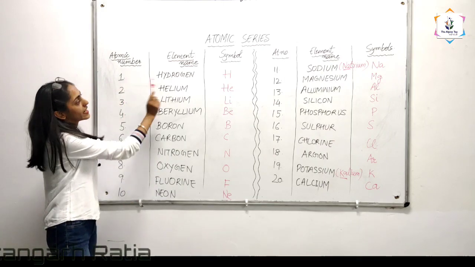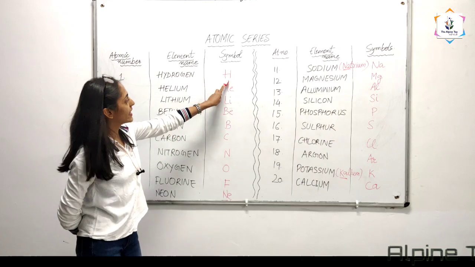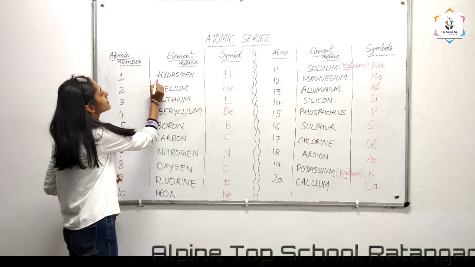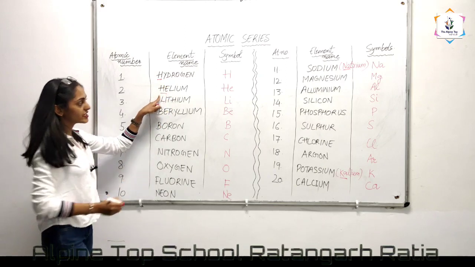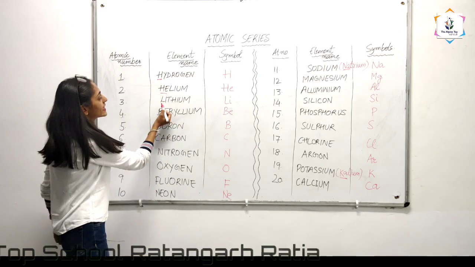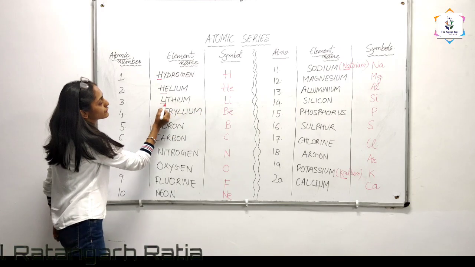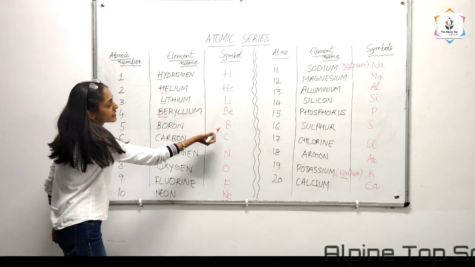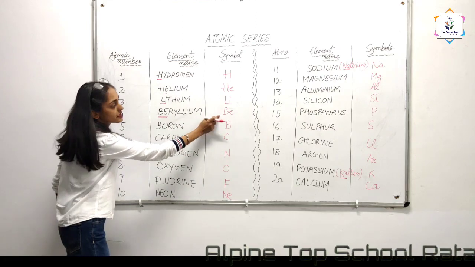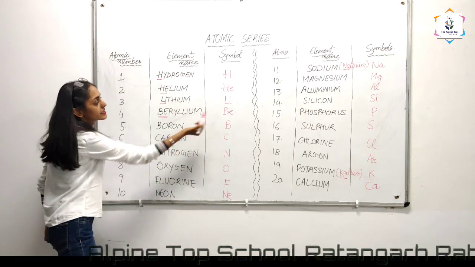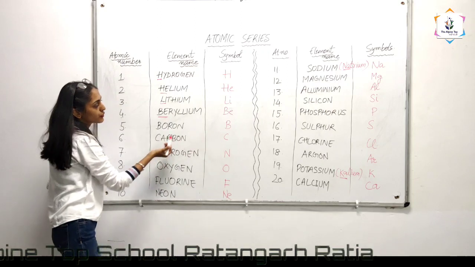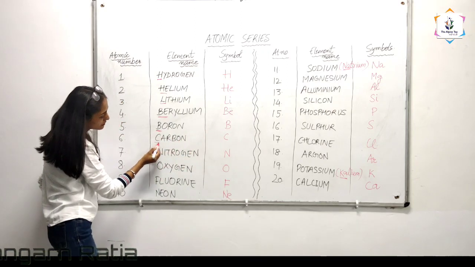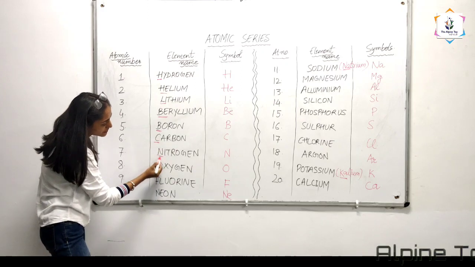So number 1 is hydrogen and the symbol is H. Number 2, helium, symbol is He, first 2 letters. Then lithium, first 2 letters. Beryllium is also first 2 letters. Then boron, there is a difference between Be and B. Be is beryllium and B is boron. B is the first letter, and carbon is the same, and nitrogen.